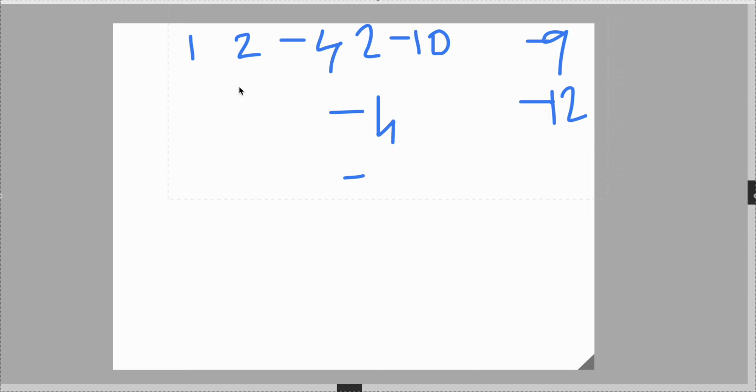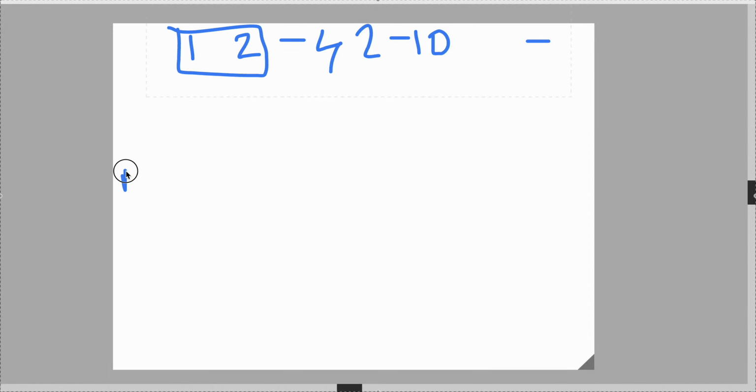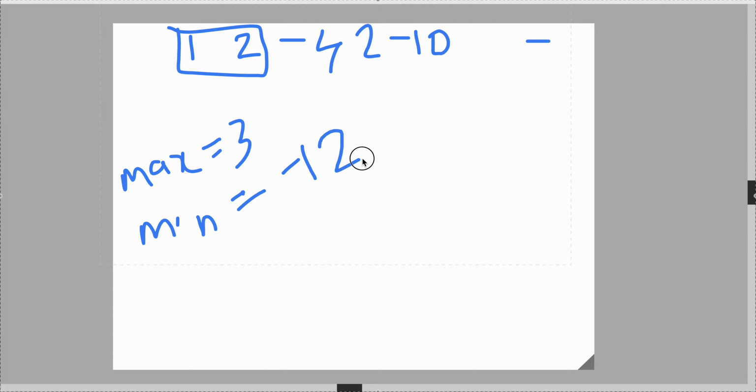And the maximum subarray that we found was 1 plus 2, 3. So we have the maximum subarray as 3 and the minimum subarray sum as minus 4 plus 2, which is minus 2, plus minus 10, which is minus 12. Okay, and the total sum of the array is 1 plus 2, 3. 3 minus 4 is minus 1. Minus 1 plus 2 is 1, which is minus 9.